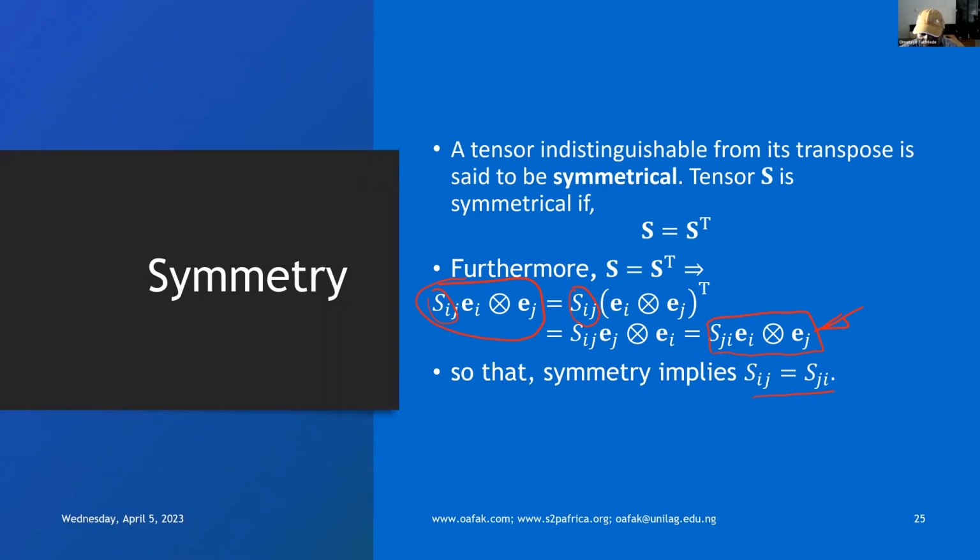Not all tensors have inverses. If you can find the inverse of a tensor, you say that that particular tensor is invertible. If you cannot find the inverse, then the tensor is not invertible.